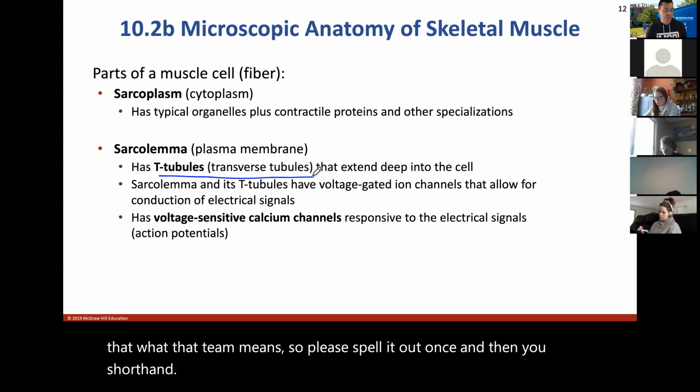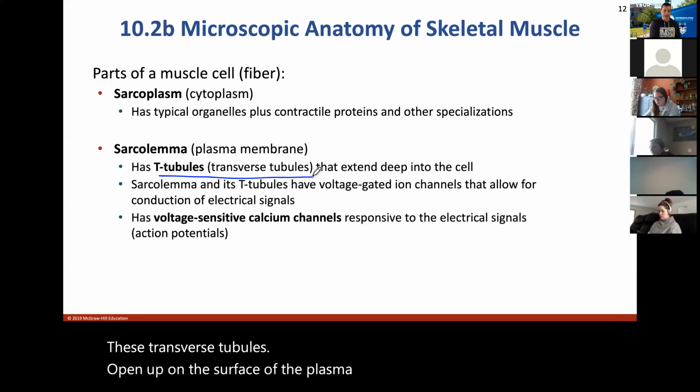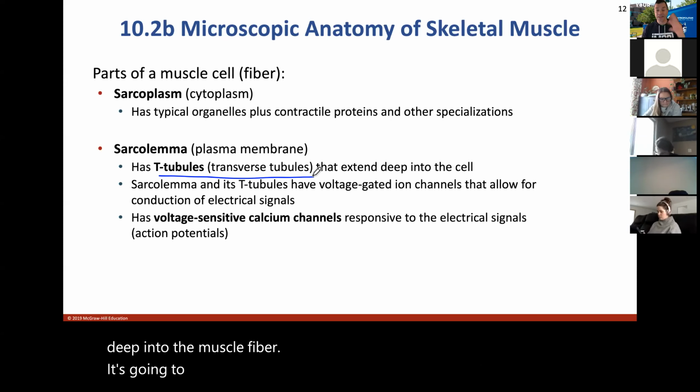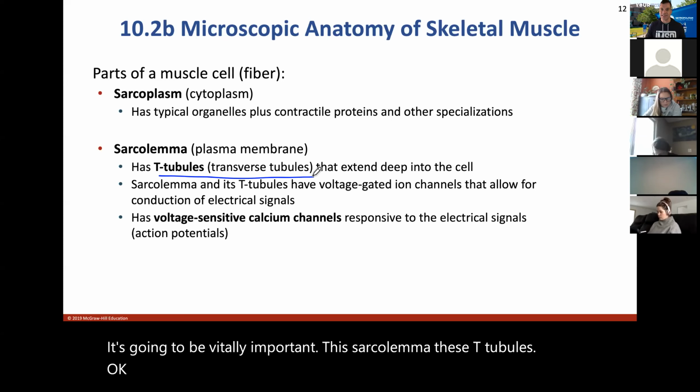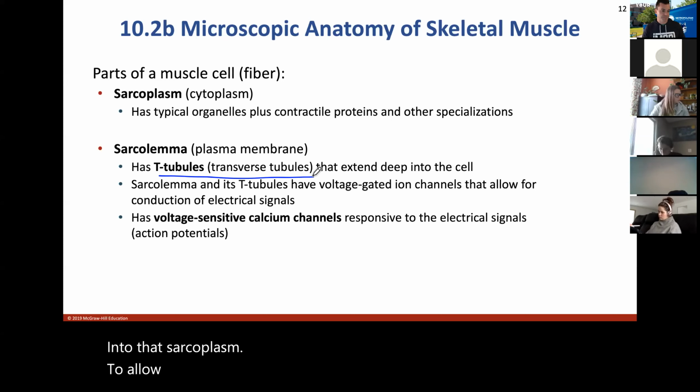These transverse tubules open up on the surface of that plasma membrane, and they run down deep into the muscle fiber. It's going to be vitally important, this sarcolemma, these T-tubules, okay, for getting electricity down into the muscle fiber, into that sarcoplasm, to allow magic to happen there.